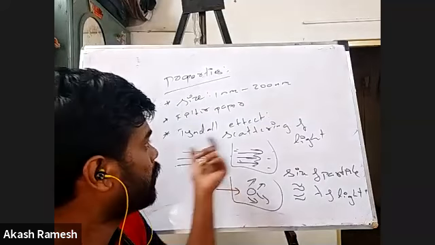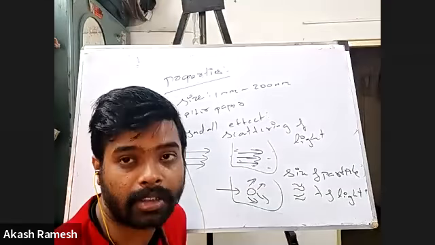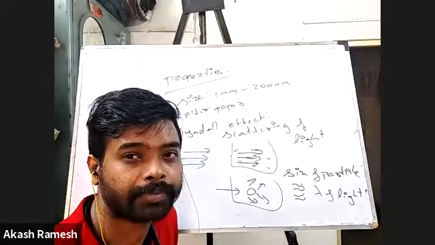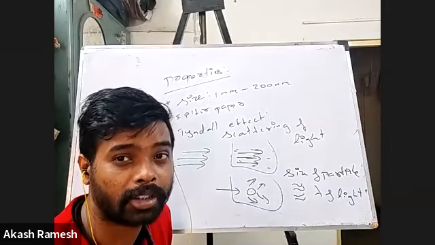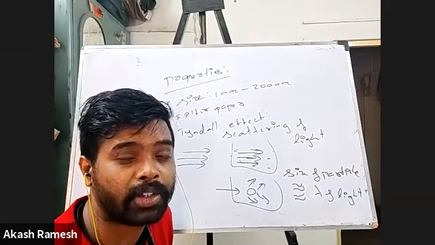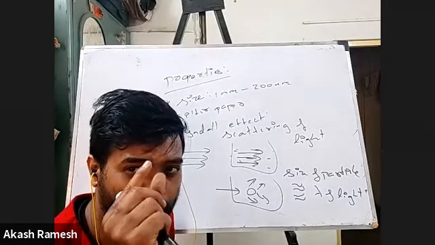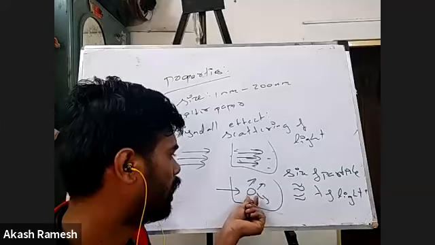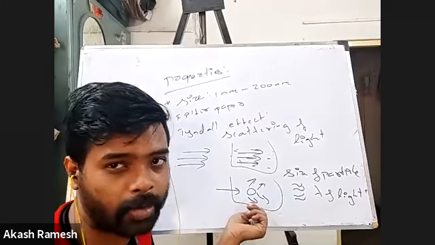So if it is going to be your colloidal particles, yes, the particle size is a little bigger, so scattering can happen. But if it is a true solution, the particle size, I know, is very small, so this scattering of light is not going to be possible.